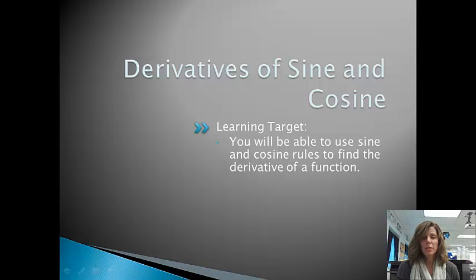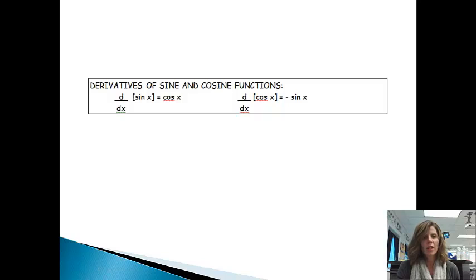As mathematicians, we're taking derivatives using the definition of derivatives, the long and tedious way. They did notice that there were patterns that existed with sines and cosines. So based on those patterns, they came up with some rules. By the end of this lesson, you'll be able to use sine and cosine rules to find the derivative of a function. Let's first of all look at the rules.